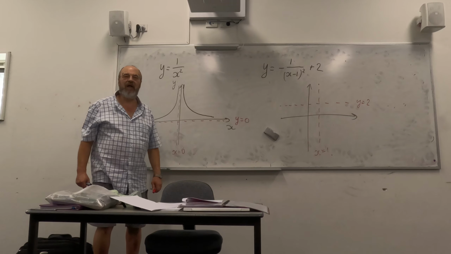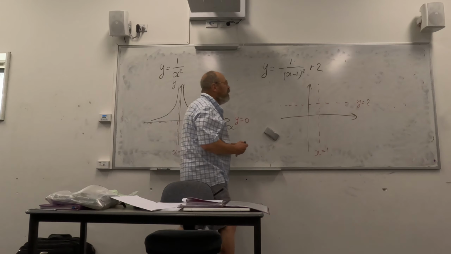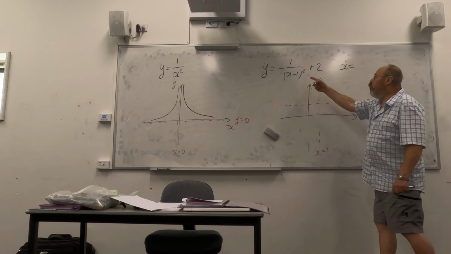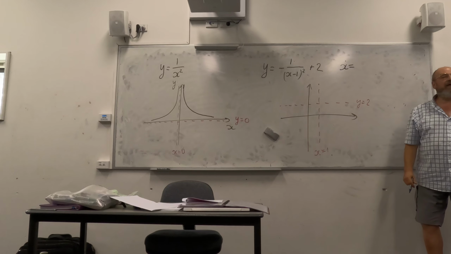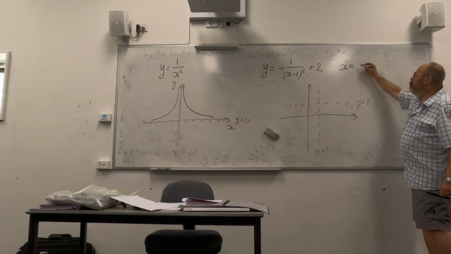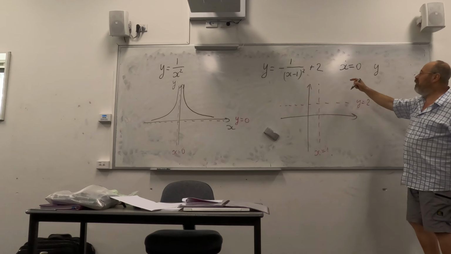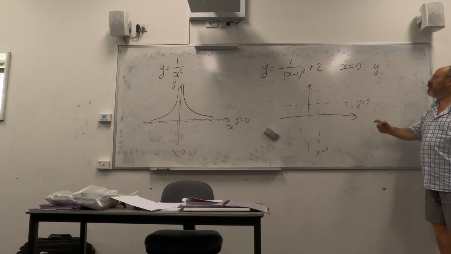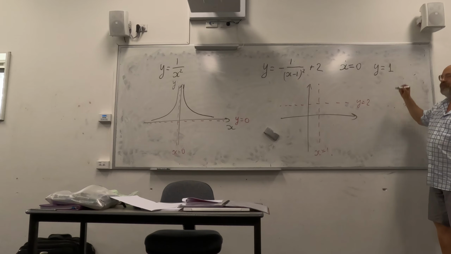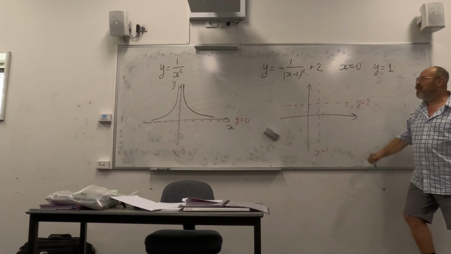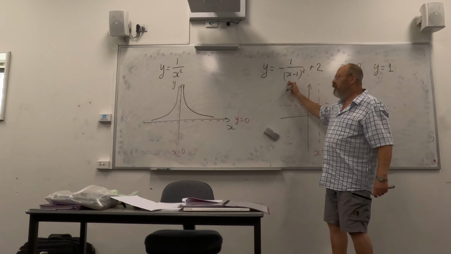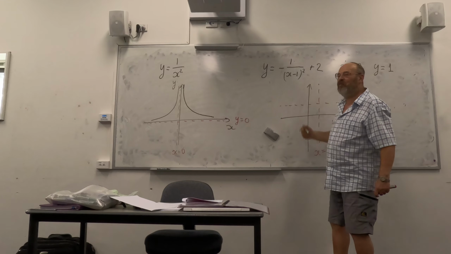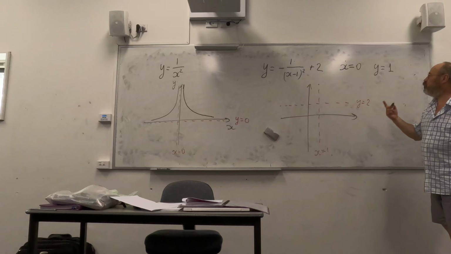Let's find the intercepts. When x equals 0, the y-intercept: y equals negative 1 on (0 minus 1) squared, which is 1, so negative 1, plus 2, y equals 1.